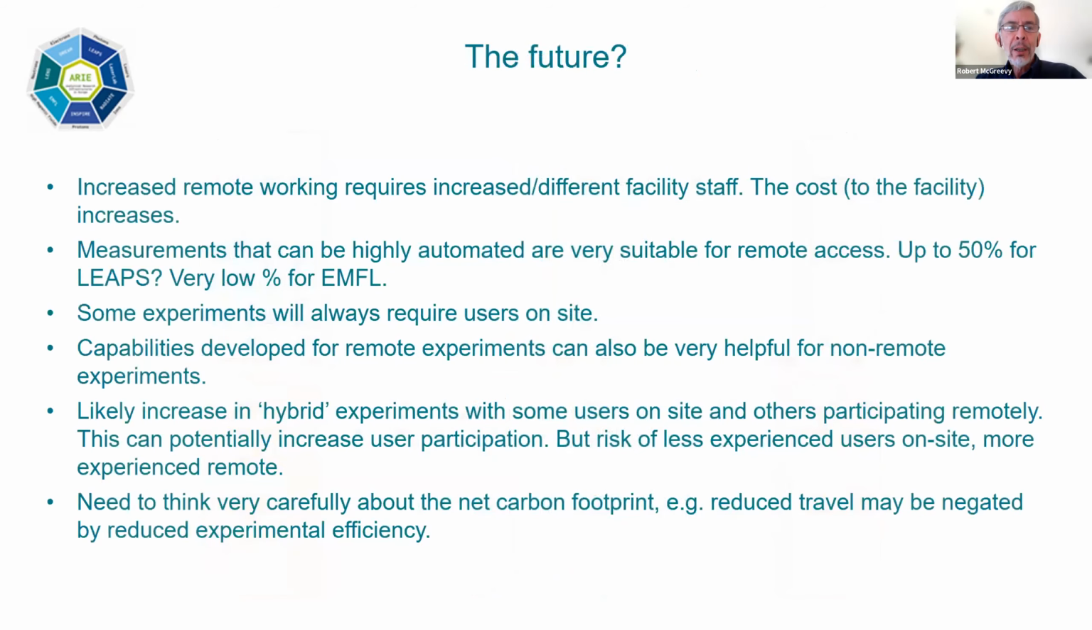So looking to the future, my conclusions would be that increased remote working will require both increased and different facility staff. And there is a cost. The cost to the facility does increase. It does not come for free just because it's remote. Some measurements can be highly automated and are very suitable for remote access. So talking to some synchrotrons, as a very rough figure, maybe 50% of some synchrotron experiments can actually be done very effectively remotely. But for example, for the magnetic field, it's a very low percent that could be done. Some experiments will always require users on site.